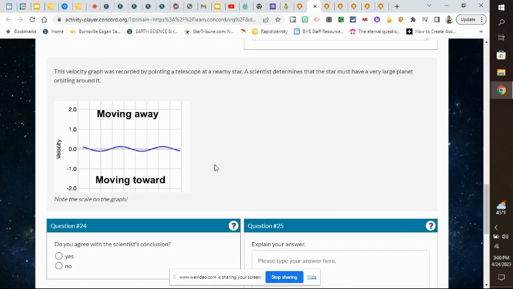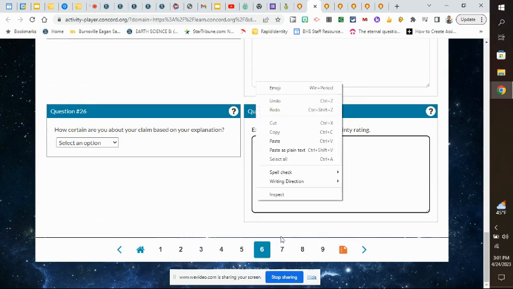It says a velocity graph was recorded by pointing a telescope at a nearby star. The scientist determines that the star must have a very large planet orbiting around it. Do you agree? And explain your answer. Next.